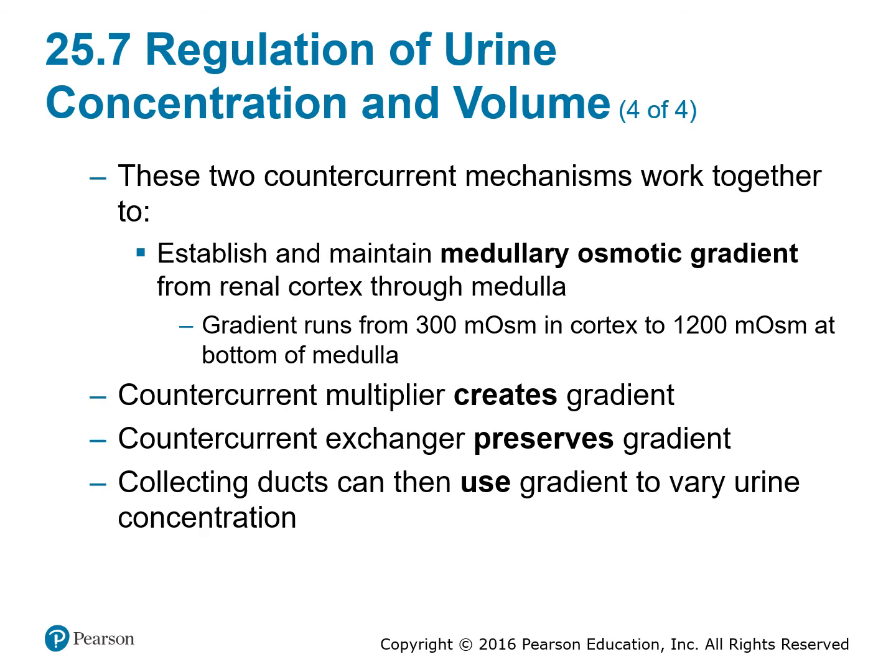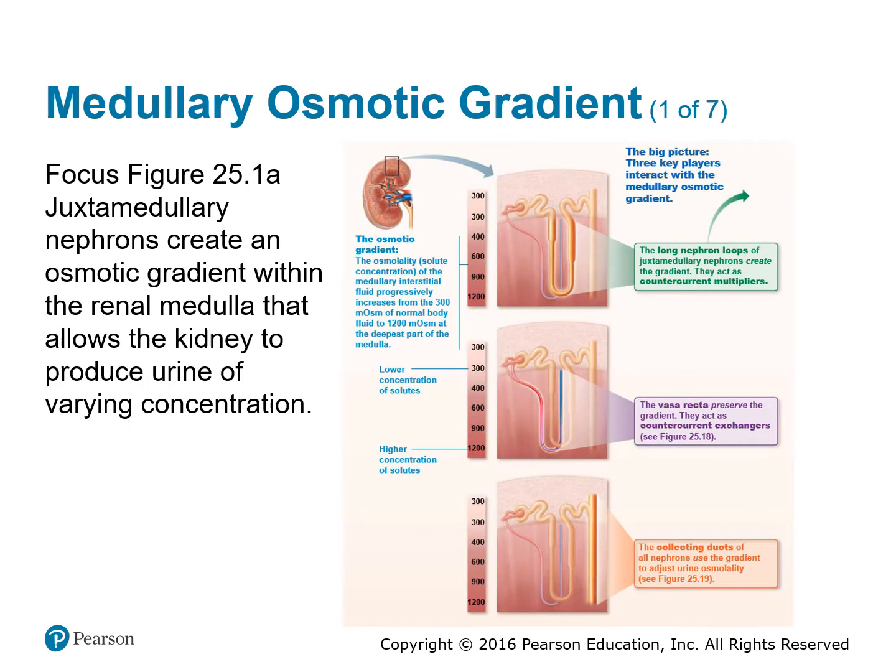The 2 countercurrent mechanisms work together to establish and maintain the medullary osmotic gradient from the renal cortex through the medulla. The gradient runs from 300 mOsm in the cortex to 1200 mOsm at the bottom of the medulla. So we see the countercurrent multiplier creates the gradient, and the countercurrent exchanger preserves the gradient. Collecting ducts can then use the gradient to vary the urine concentration. Nice little schematic here for us.